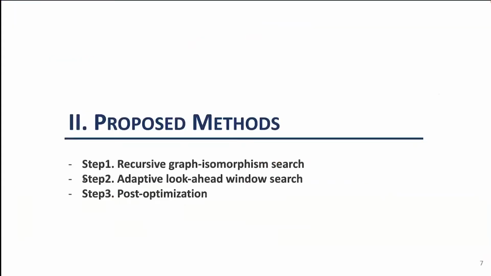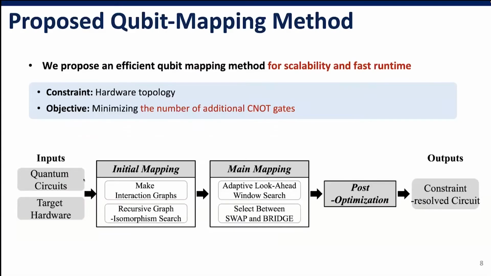Now, I'll present our qubit mapping method. In the qubit mapping problem, we are given the quantum circuit and target hardware as inputs. Then we modify the quantum circuit to satisfy the hardware topology while minimizing the number of additional CNOT gates. This paper proposes an efficient qubit mapping method for scalability and fast runtime. It consists of 3 steps. Step 1 is initial mapping. Step 2 is main mapping. And step 3 is post-optimization.